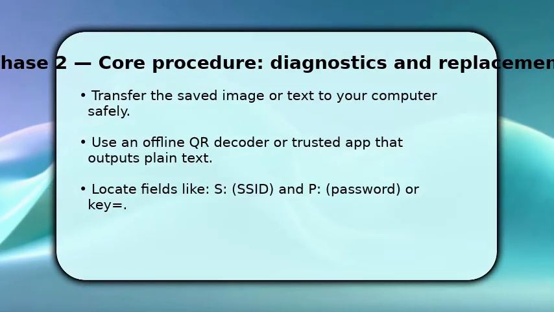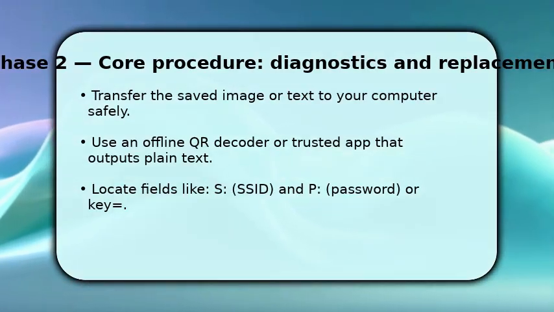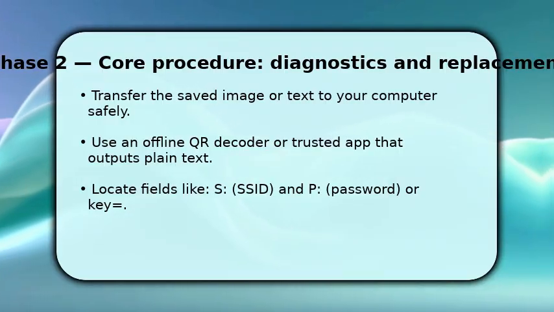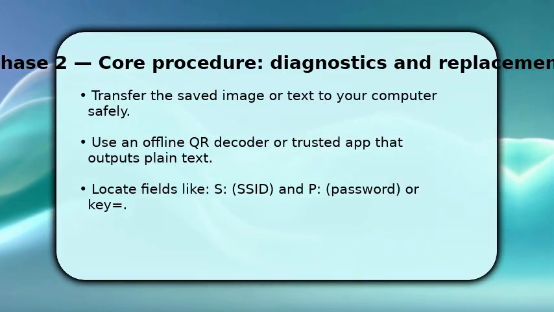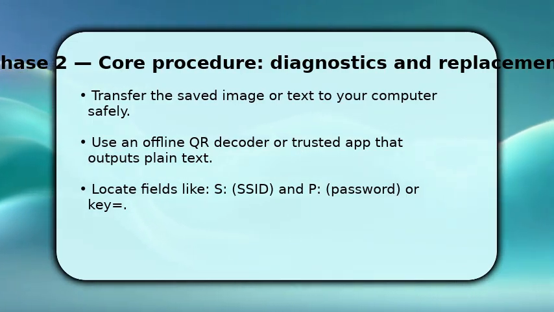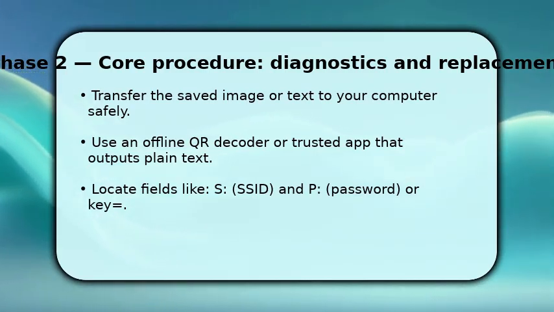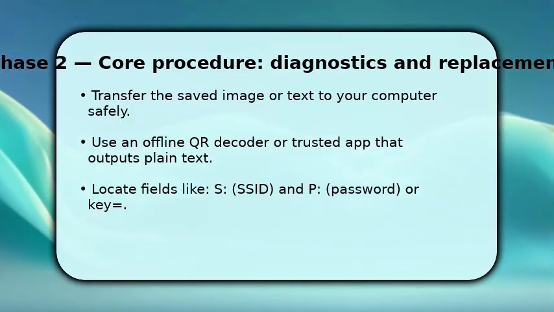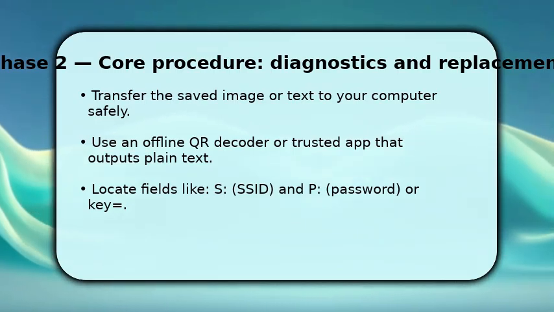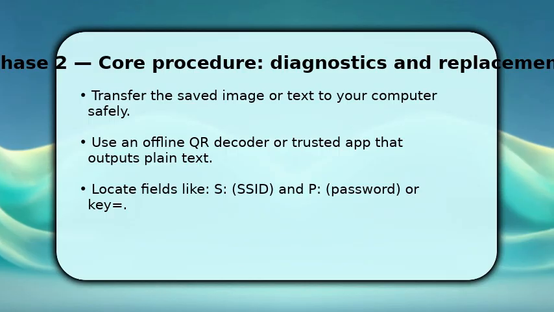Now you decode the saved payload. Transfer the image or the copied QR text to a device with an offline decoder because privacy and accuracy matter. Open a trusted decoder and load the image or paste the text. The decoder will output plain text. Look specifically for markers such as S, or SSID for the network name and P, or PWD or key equals for the password. Make note of the characters exactly, including case and punctuation, since Wi-Fi passwords are precise.